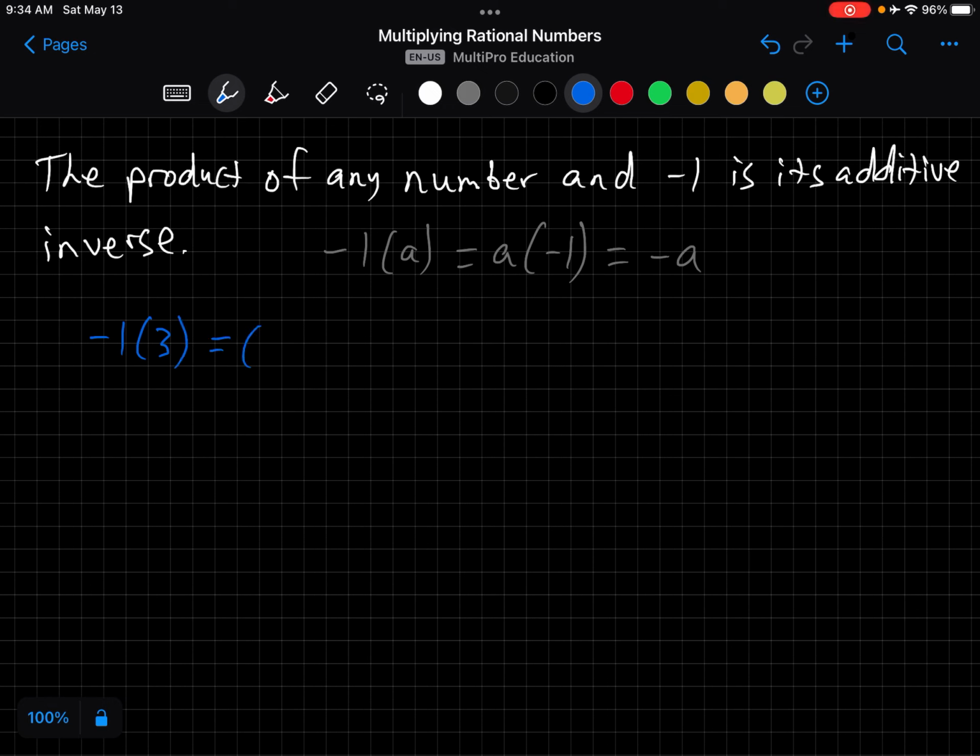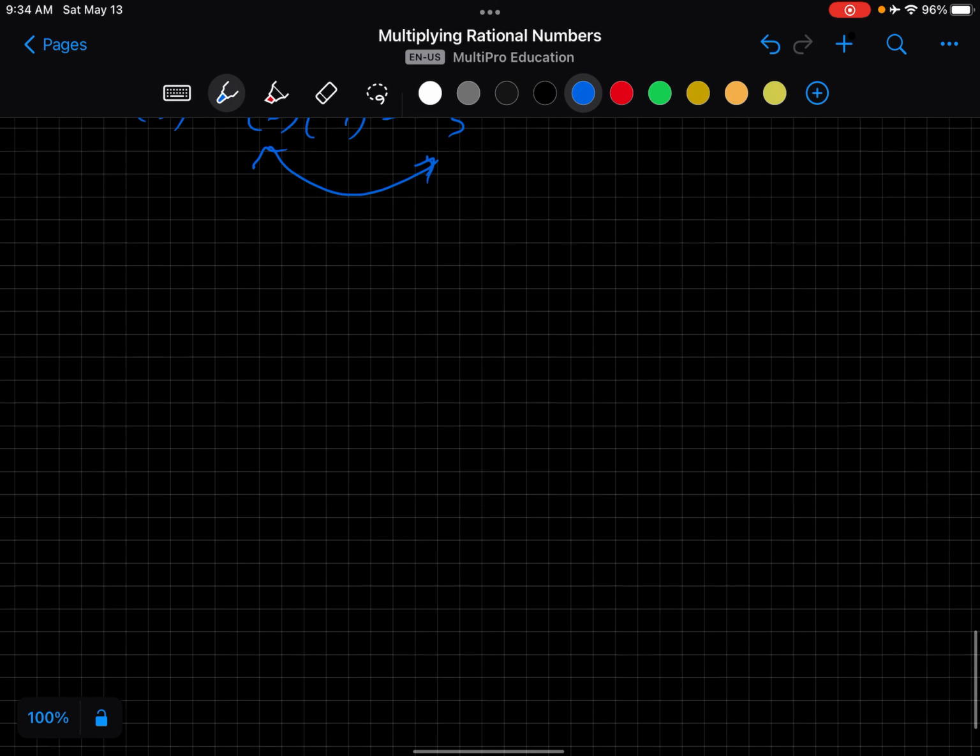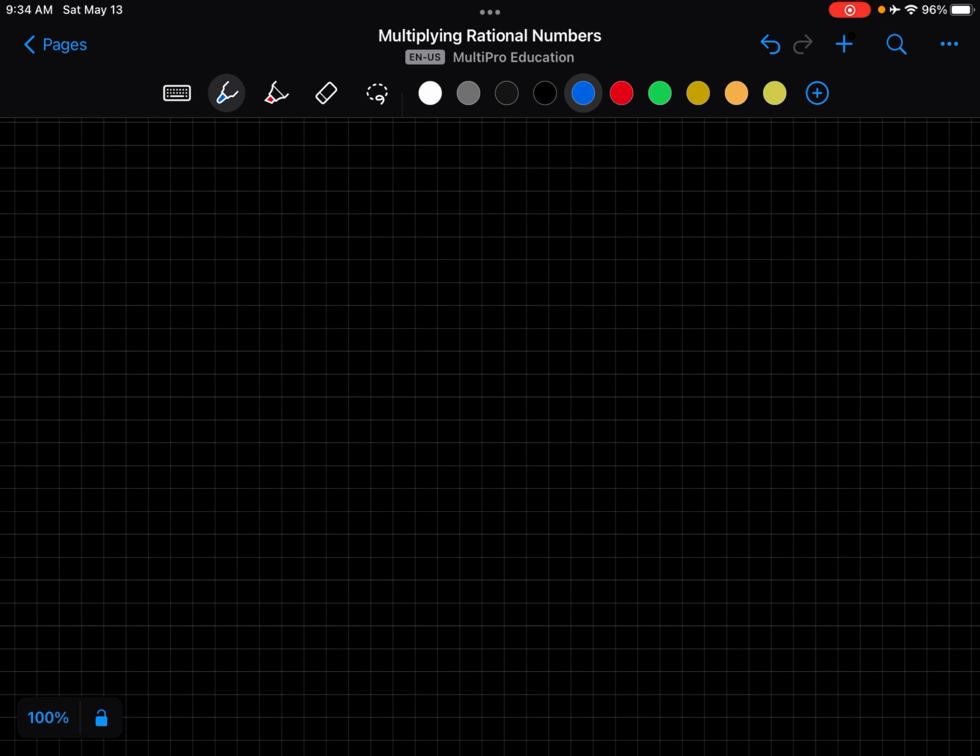Let's say that we have minus 1 times 3. This is the same as 3 times minus 1. These have opposite signs, so 3 times minus 1 is minus 3. Remember, these are additive inverses of each other. One is positive and one is minus, but they're the same number after the sign.